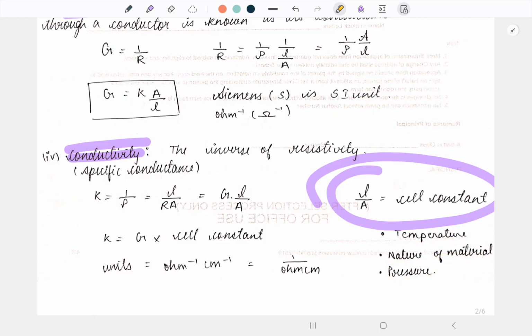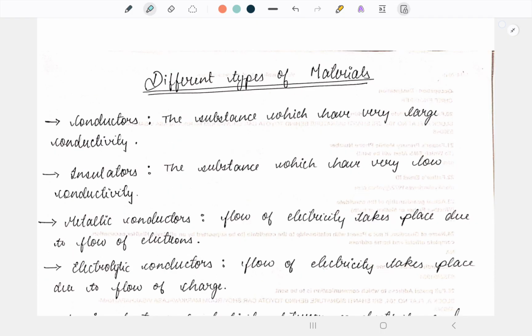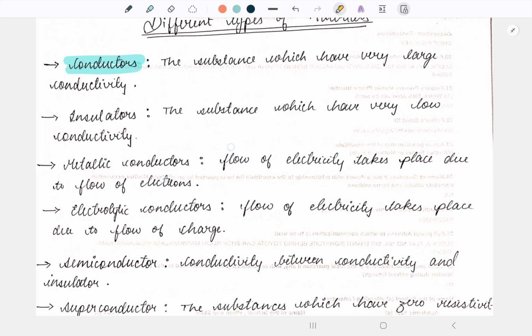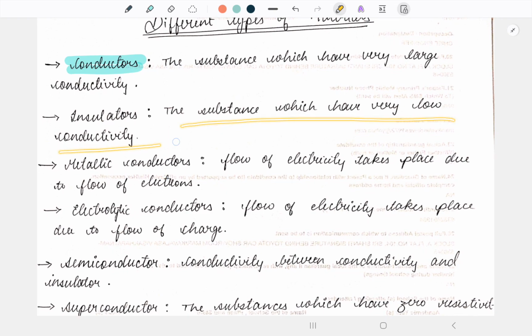Now we'll be studying the different types of materials. The first category of materials is the conductors. These are the substances which have very large conductivity. For example, metals and their alloys, certain non-metals like carbon black, graphite, and some organic polymers are electronically conducting. Next, insulators. These are the substances which have very low conductivity. Some examples are glass, ceramics, etc.